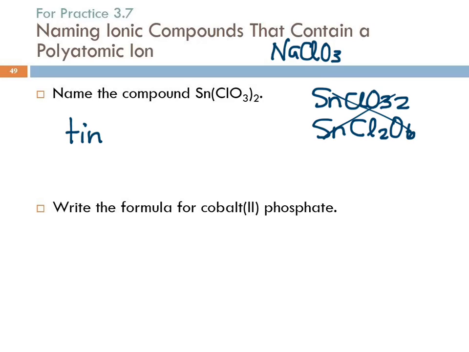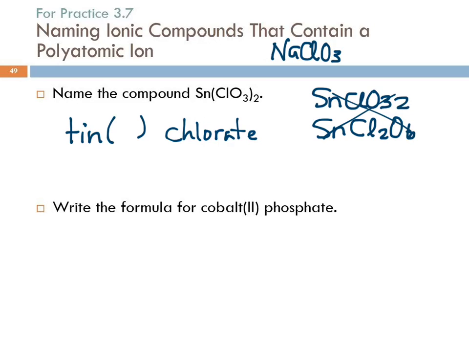Okay, so tin, does it need a Roman numeral? Yes, it's not in groups 1A, 2A, 3A, zinc, or silver. So I'm going to leave space for that. And then this guy, 1 ion. It's got more than 1 element in it, so it's a polyatomic ion. It has a special name, and what is it? Chlorate. So that's chlorate.